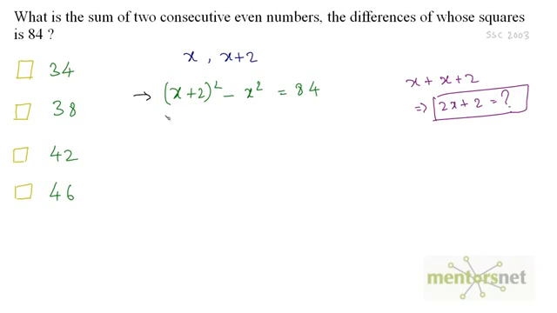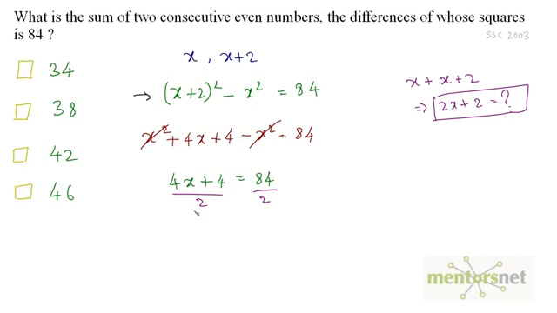(x plus 2) whole square is equal to x square plus 2 times 2x, which is 4x, plus 2 square, which is 4, minus x square is equal to 84. So x square and minus x square get cancelled out, so this is equal to 4x plus 4 equals 84. Now dividing this whole equation by 2, we get 2x plus 2 is equal to 42. And that's what we have to find, 2x plus 2. And that is 42. So the answer is option C.